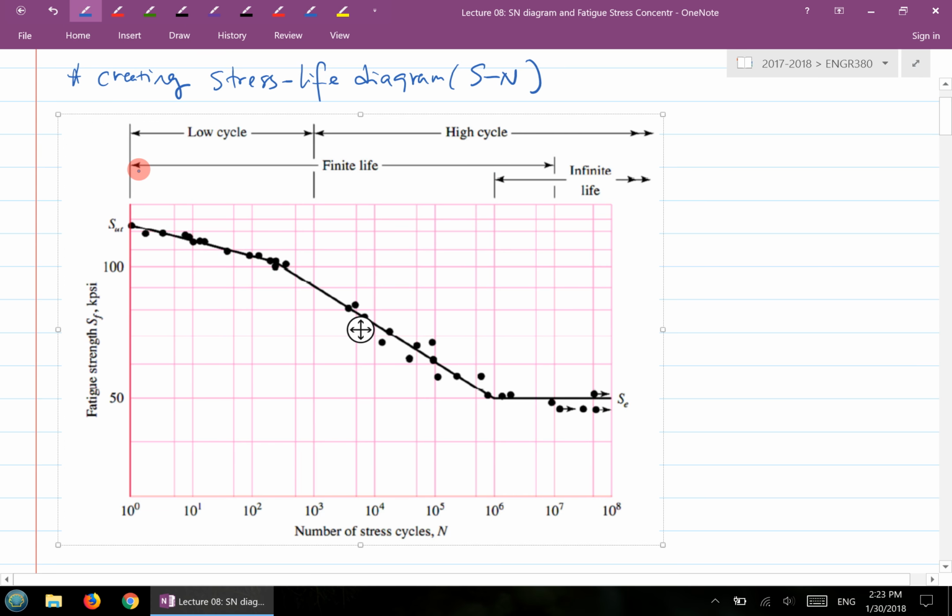We need to be able to create a stress life diagram. Creating a stress life diagram can be done from experiment. That's probably the most straightforward method. You manufacture the sample, put it on a rotating beam machine, subject it to different loading conditions, different stress levels, and you can plot out this S-N diagram with a whole bunch of data. But often you can't have the experimental data all the time. So what do we do?